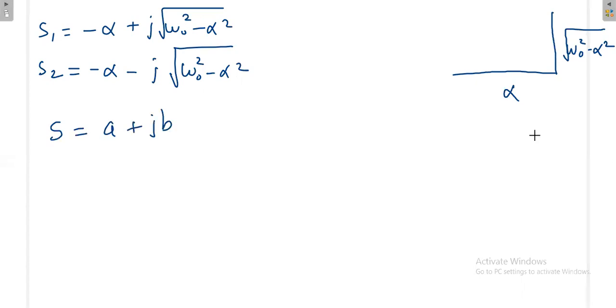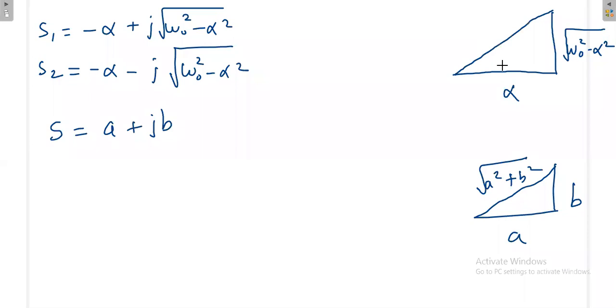Once it is like that, this is a and this is b. Then what would this value be? Square root of a square plus b square. Here, this value is alpha square plus this term squared. Once you square this term, you get omega naught square minus alpha square. Then both terms cancel, and the answer is omega naught square.